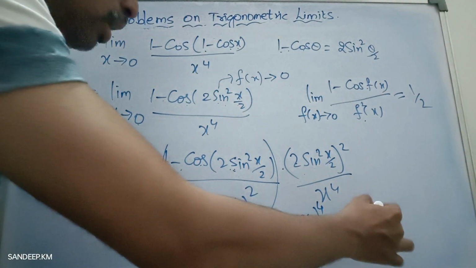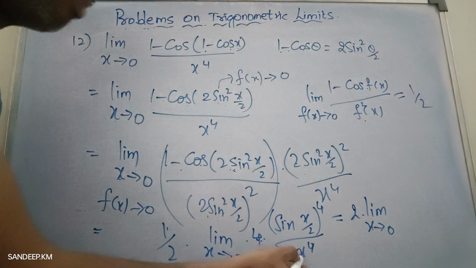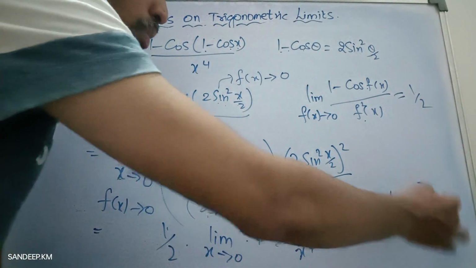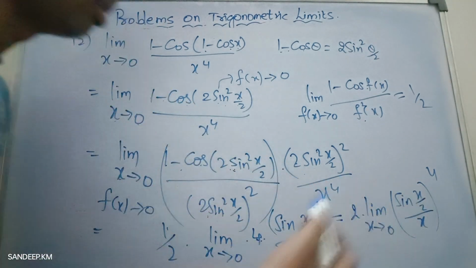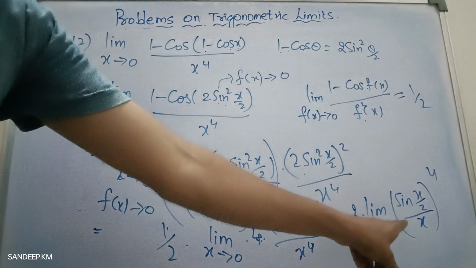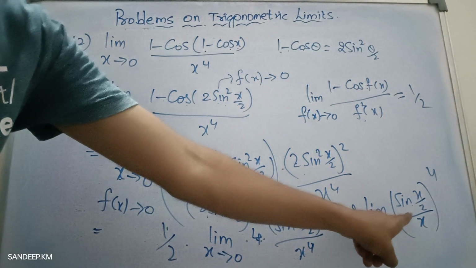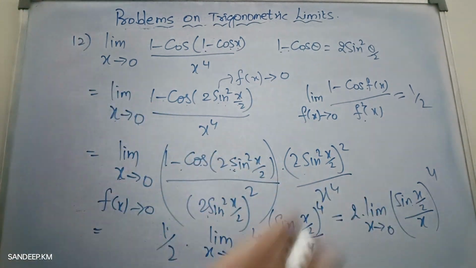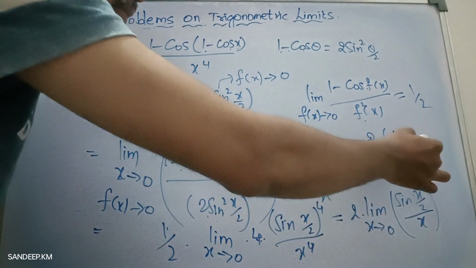So 2 into limit x approaches 0, (sin x by 2 by x) whole power 4. I can take the whole power 4. And this is in the form of sin kx by x when x approaches 0. So inside we will get k. Correct or not? K is 1 by 2. So this is equal to 2 into k, which is 1 by 2, whole power 4.